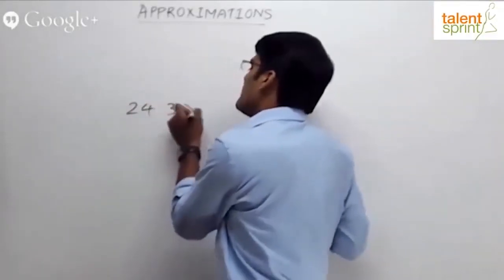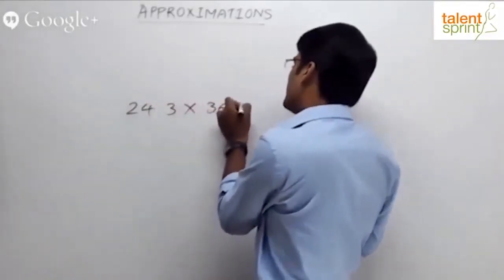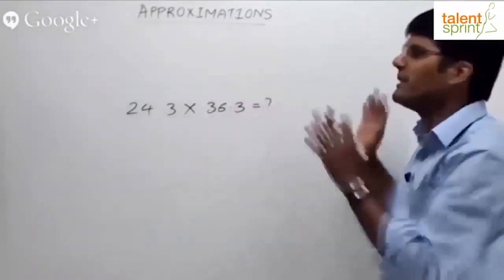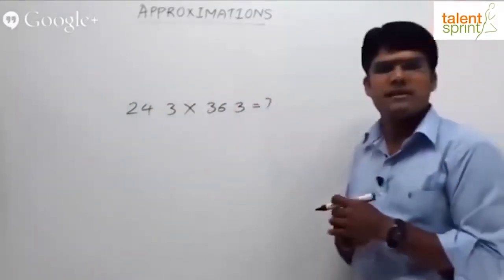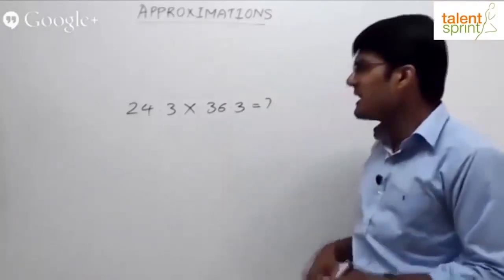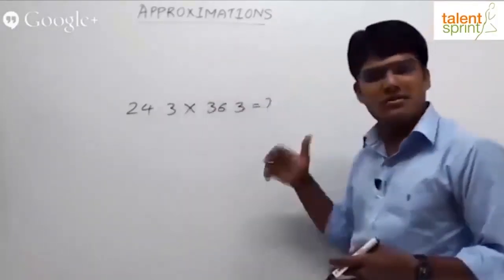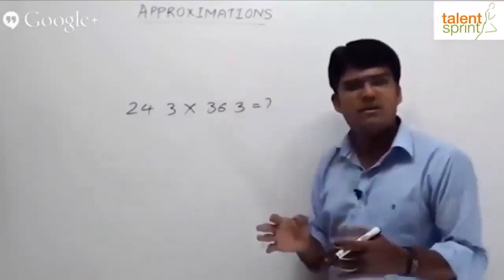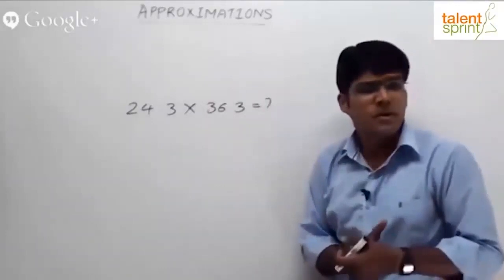24.3 should be multiplied with 36.3. What is 24.3 into 36.3? Approximate calculation again. You are required to do an approximate calculation. So the first idea that we get here is this is 24 into 36. Let's say approximately 24 into 36. 0.3 and 0.3 is neglected. So 24 into 36. What is 24 into 36?